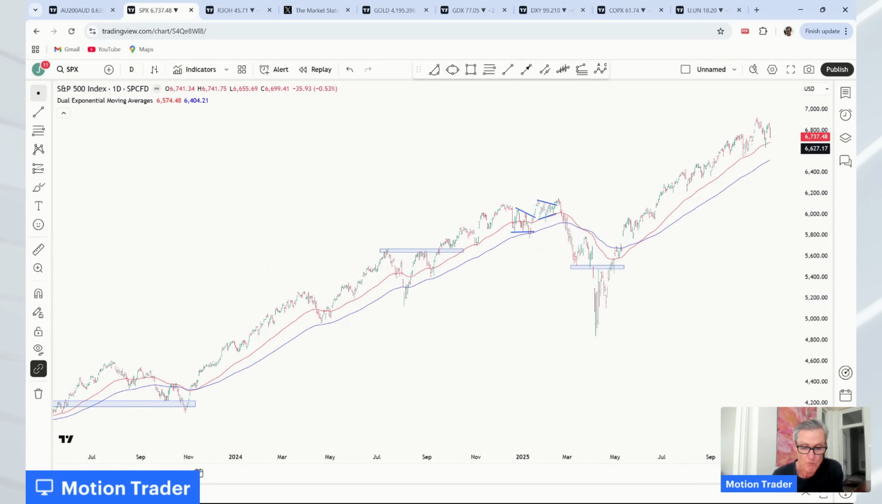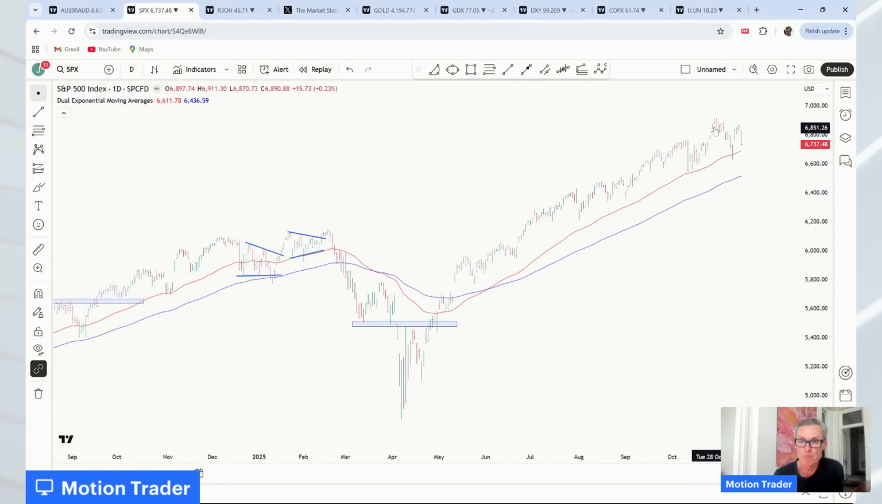As it stands, we've had a pullback to the 50-day moving average. We have a rebound off it, and then we have a decline on Thursday. That's not definitive bearish price action.